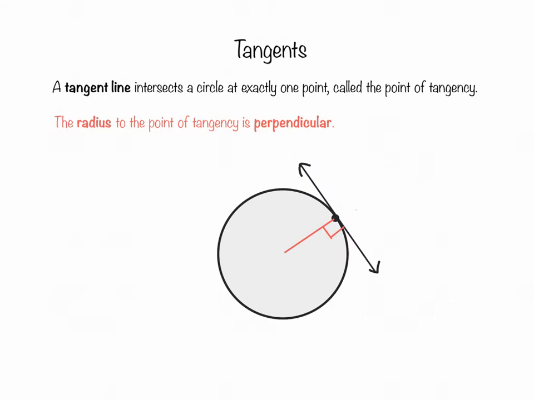A special characteristic of the tangent line is that when you have the radius drawn to the point of tangency, that's the point where the tangent line touches the circle, it's perpendicular to the tangent line. So the radius is perpendicular to the tangent line.